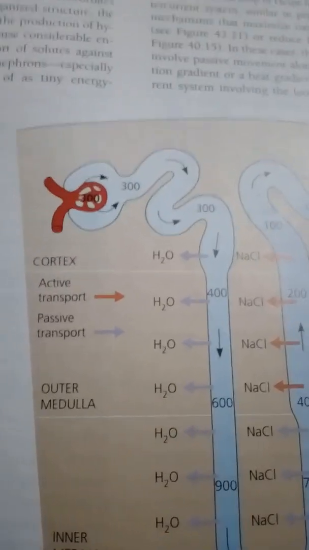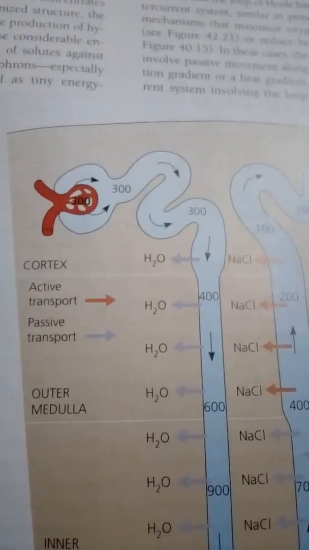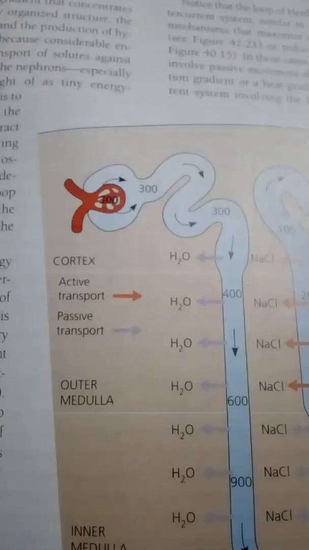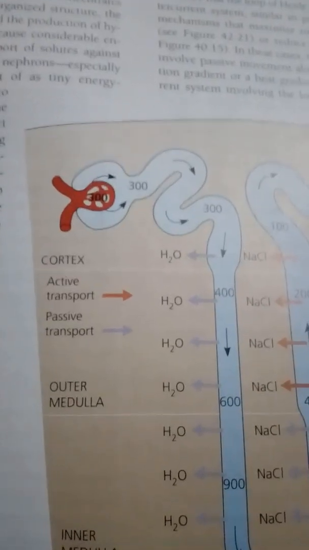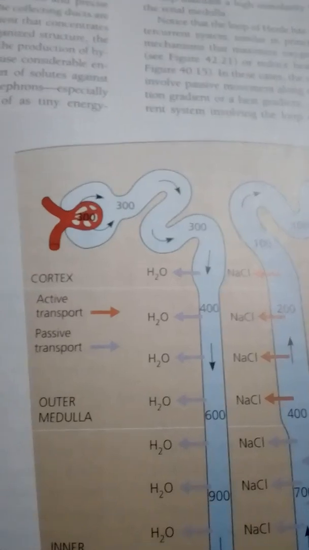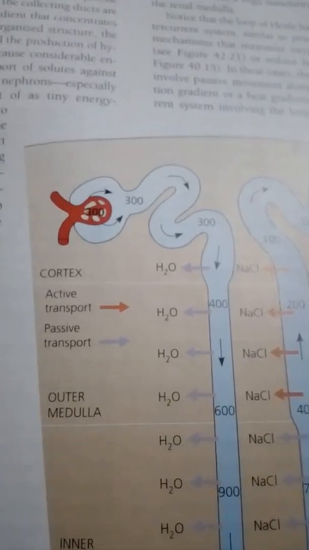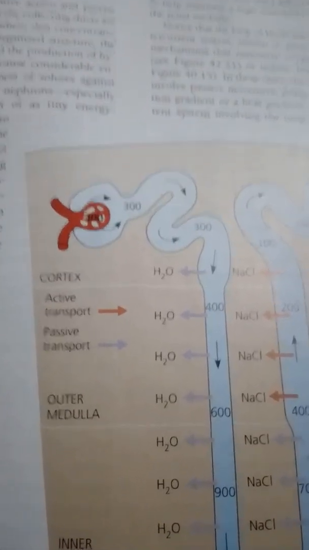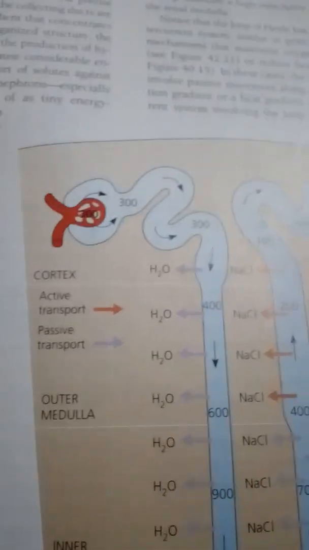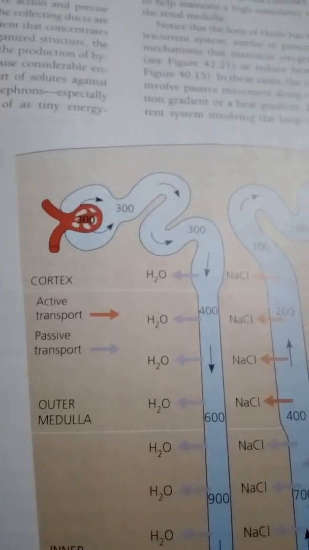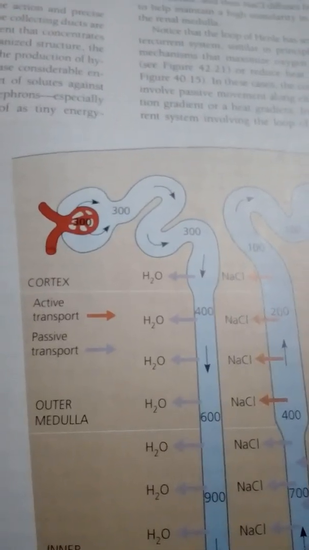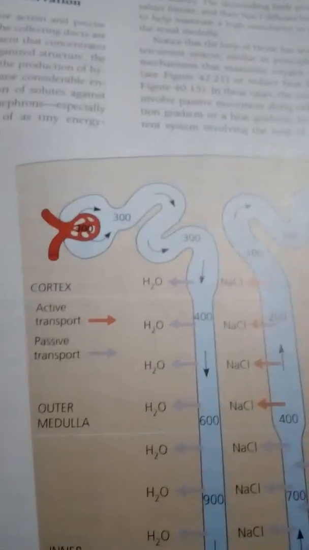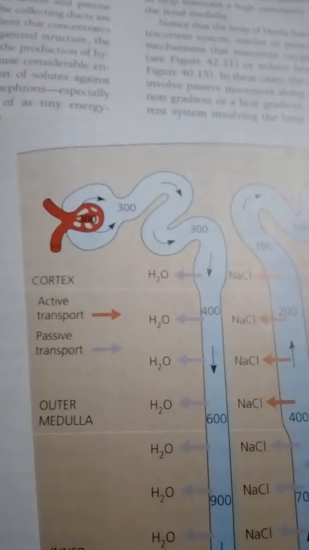The exodus of salt from the filtrate continues in the thick segment of the ascending limb, but here the epithelium actively transports NaCl into the interstitial fluid, losing salt without giving up water. The filtrate is progressively diluted as it moves up to the cortex in the ascending limb of the loop.